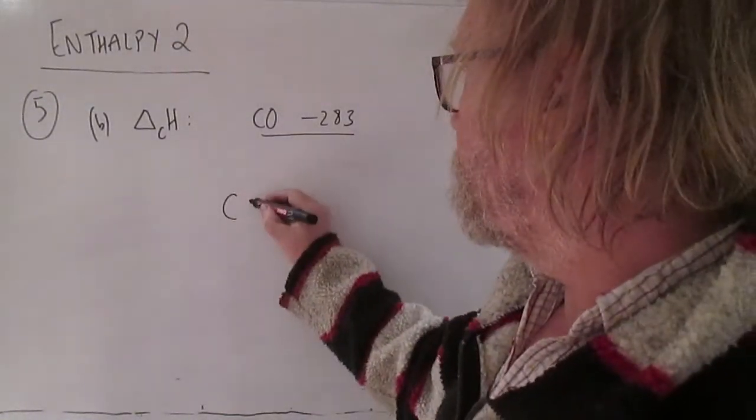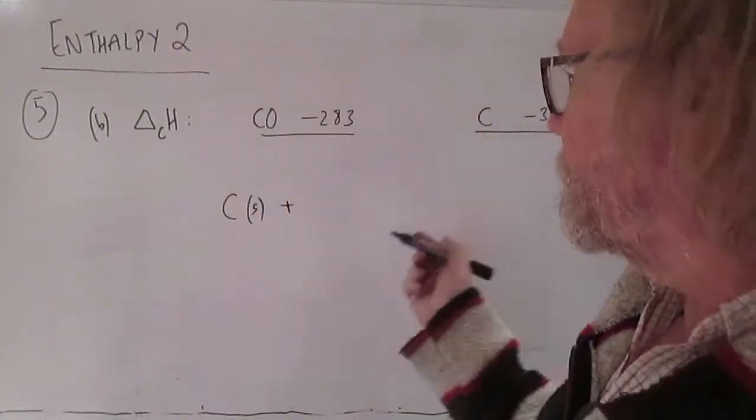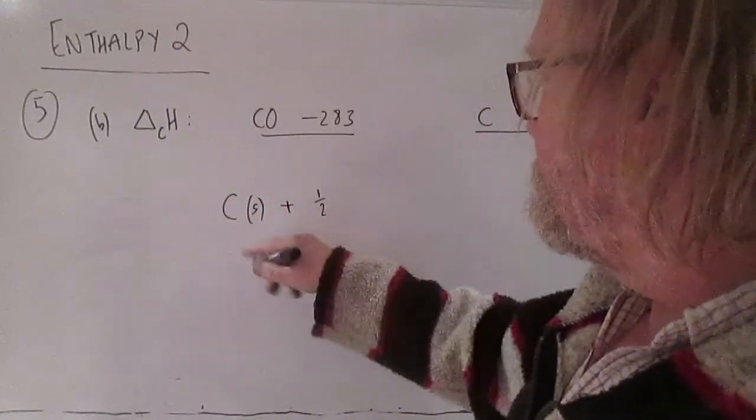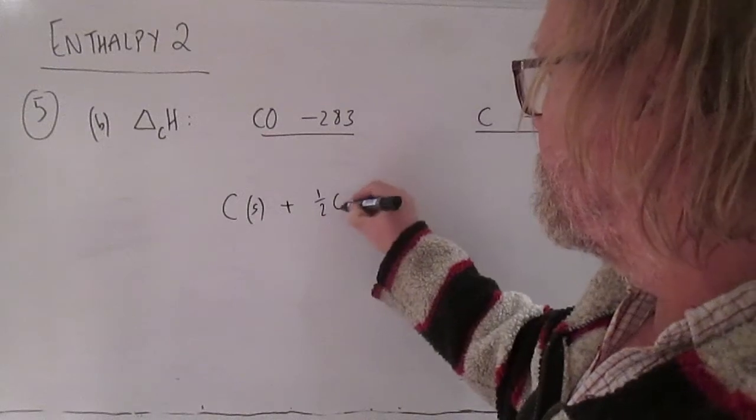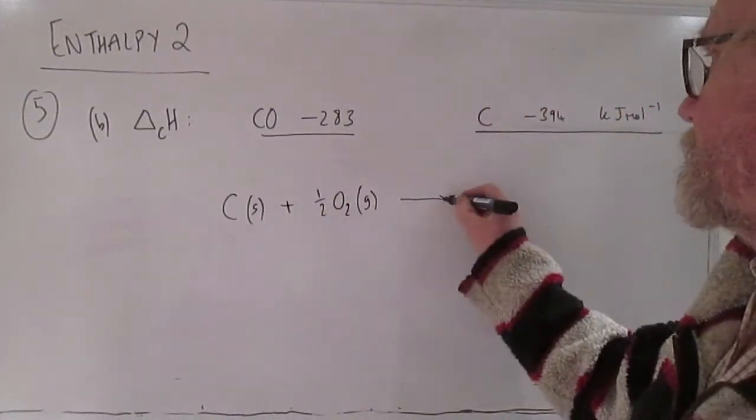So we can write down the equation for that, because it's carbon in its normal state, which would be solid graphite or possibly diamond, but graphite's actually the most stable state, plus a half O2, which is a gas, gives you carbon monoxide gas.